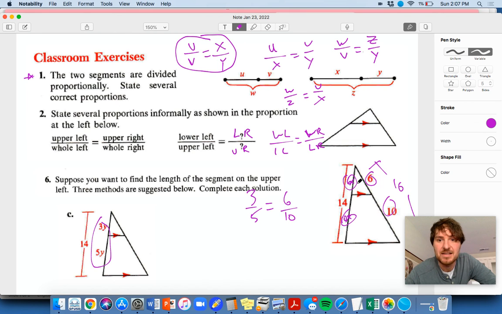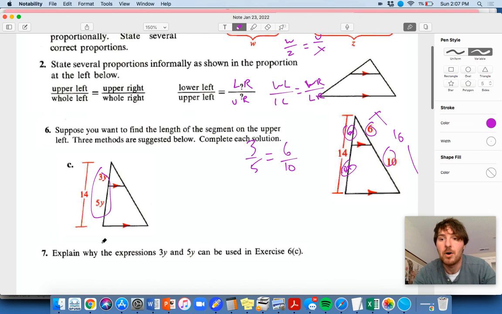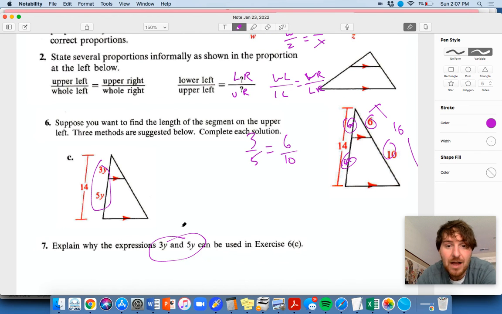6 to 16 would be the same as 6x over here to 14, and you can solve for x that way. 6 to 16 here would be the same as 3y to 14. You can solve for y there, because it'd be a 3 to 5 ratio. That's the way that I would do it rather than parts A and B. 3y and 5y, why can they be used? Because it's in a 3 to 5 ratio by the basic proportionality theorem.